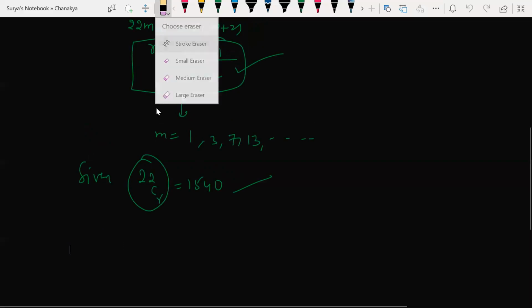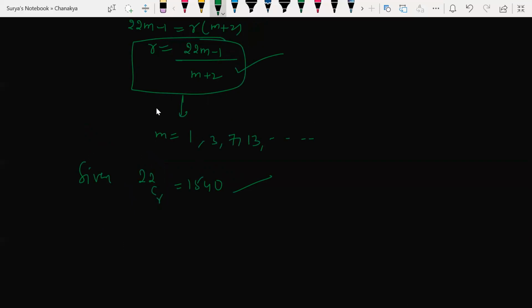Now tell me here, what exactly should my M value be? Which value of M will satisfy this, which will give you the right answer? So 22 into 13 minus 1 by 13 plus 2. Solve this. 13 to 26, 28.